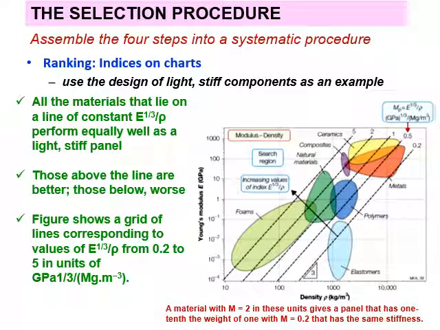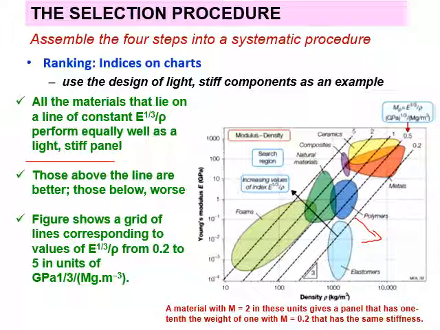Then you can use the design on the lightweight and stiff component as example over here. So you can choose all the materials that lie on the line of constant E to the power of 1/3 divided by density rho, which perform equally well as a lightweight and stiff panel over here. Those above the line are better, and those below this line are worse.